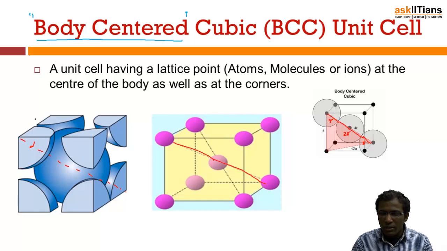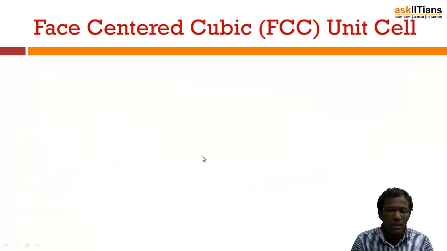So what will be this length? It will be root 3a, this distance. So here 4r is equal to root 3a. This is the relationship between the radius of the particle and the edge length of the body centered unit cell. Later we will also derive this. But now I just want to give you an idea of how the particles are actually touching each other in a BCC. Okay. So let's move to the next unit cell, that is FCC.